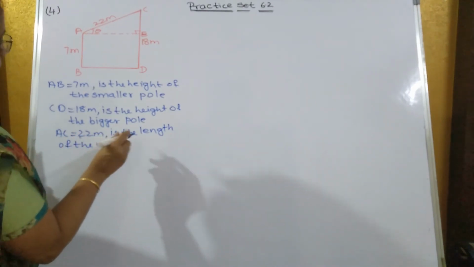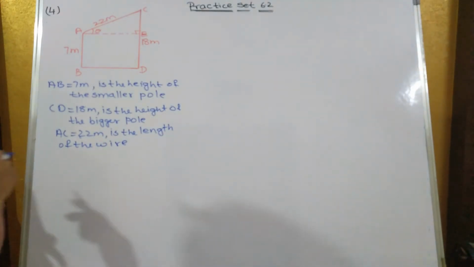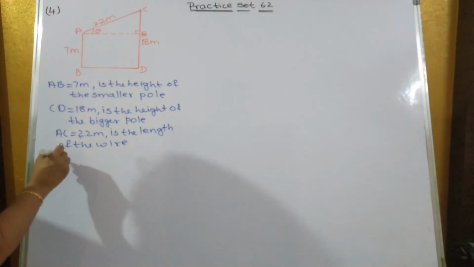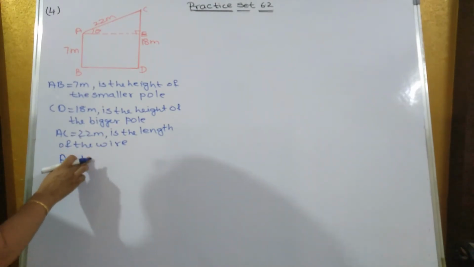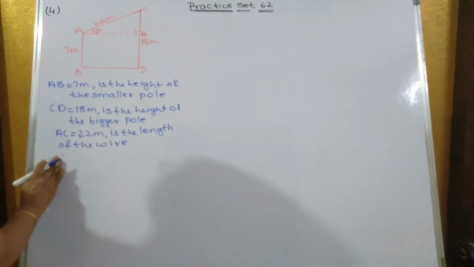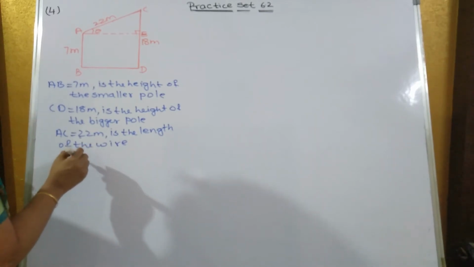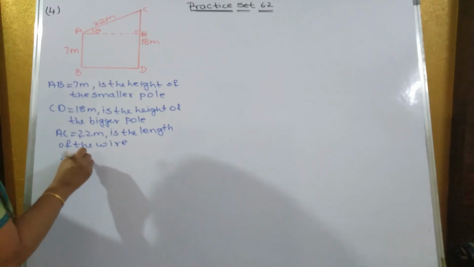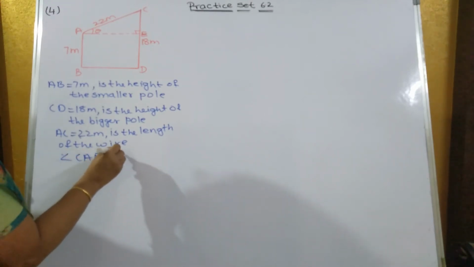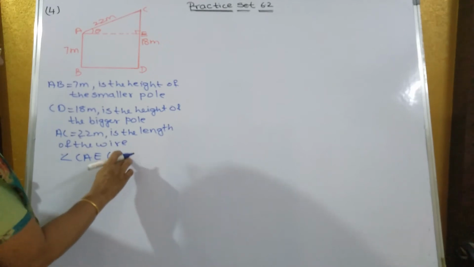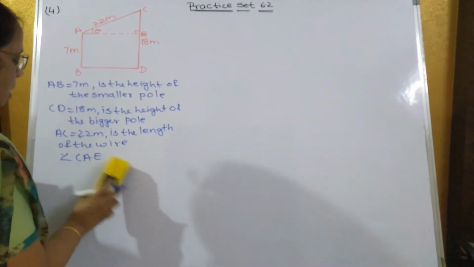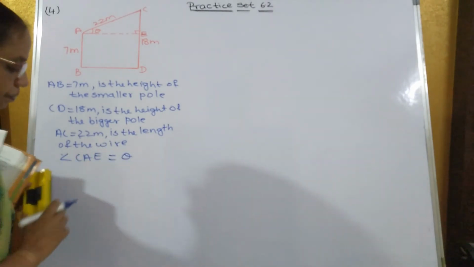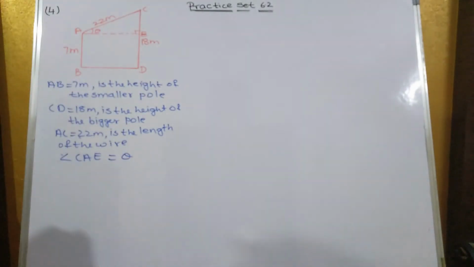And we have to find out theta. So angle of elevation, or you can write down directly angle CAE, that is theta. Angle CAE is equal to theta, which we have to find out, which is not given. So we have to find out that.